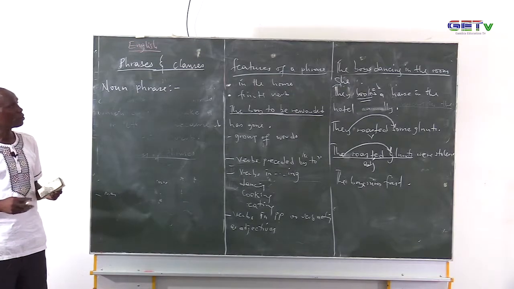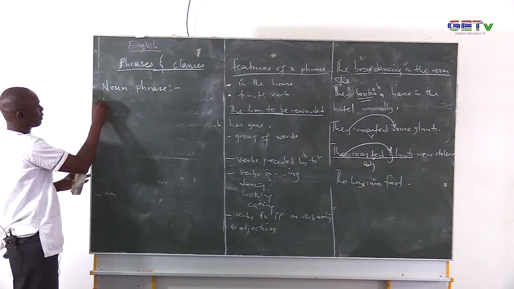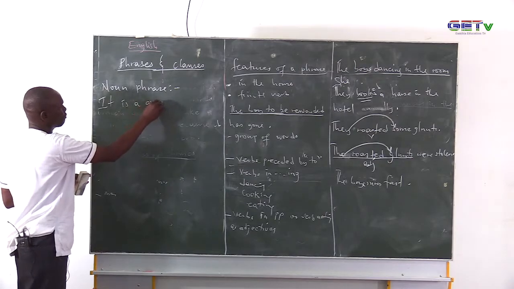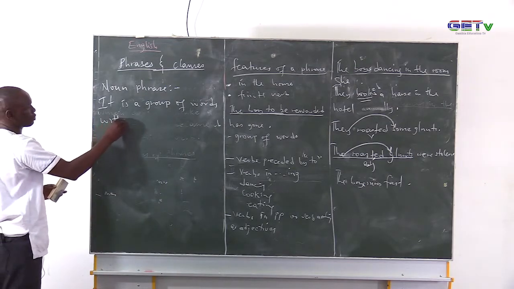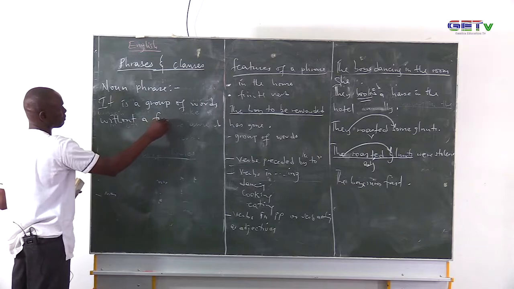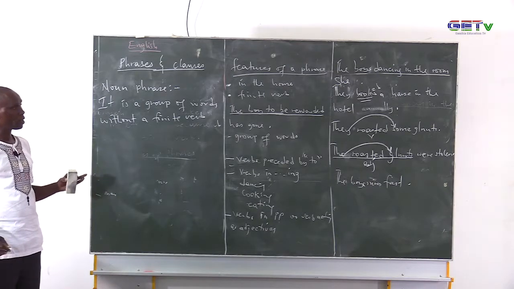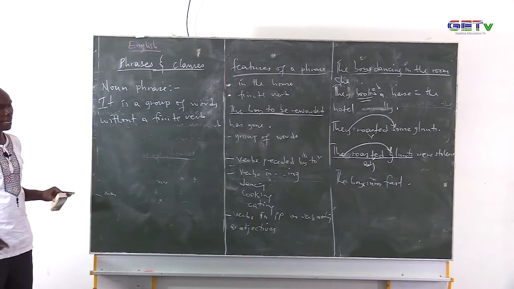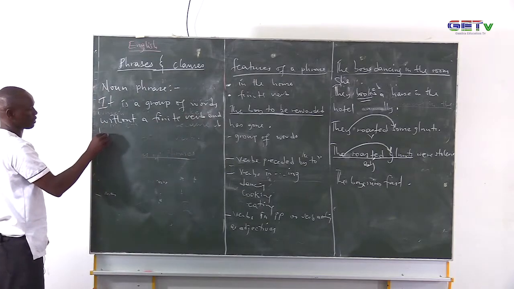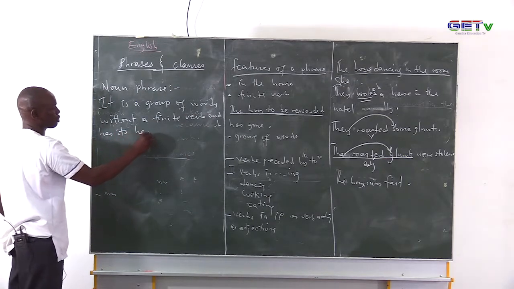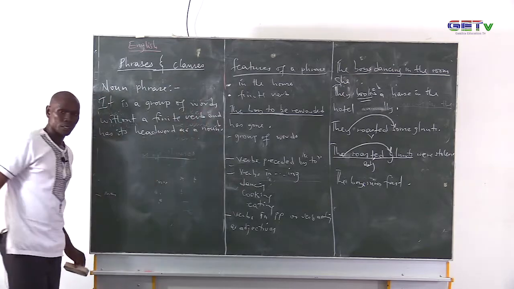Okay? So noun phrase, good. A noun phrase is a group of words without a finite verb. Do we just stop there? Is that alone? No. So it is a group of words without a finite verb and has its head word as a noun. Now, that's very interesting.